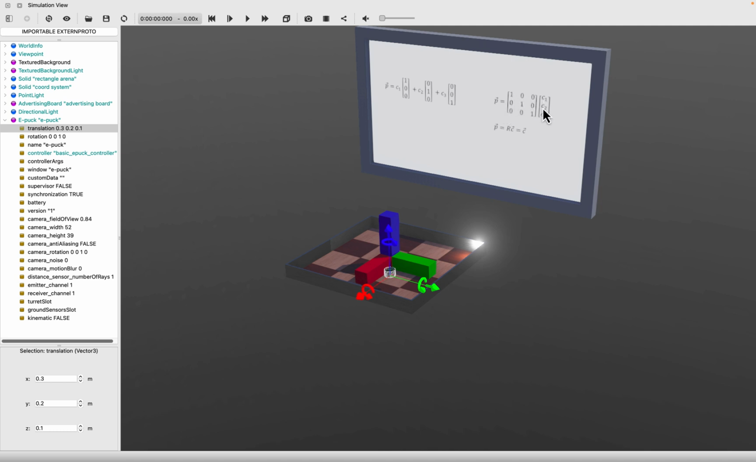the vector of position. So if you do this, you will have 1 times C1 plus 0 times C2 plus 0 times C3. In the next row, you will have 0 times C1 plus 1 times C2 plus 0 times C3, and so on. So you will see that this to the right here is actually identical to this notation to the left.